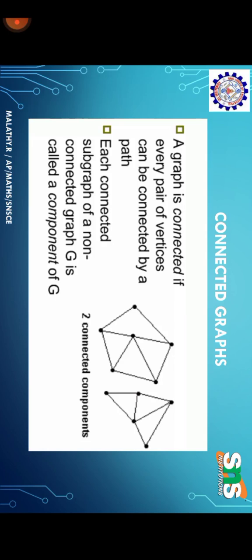Next is connected graph. A graph is connected if every pair of vertices can be connected by a path. Each connected subgraph of a non-connected G is called a component of G. So a graph containing many non-connected parts is described in terms of the components of G. In future slides we will have one theorem, and in that also we will look into non-connected graphs, that is components, on the slides.